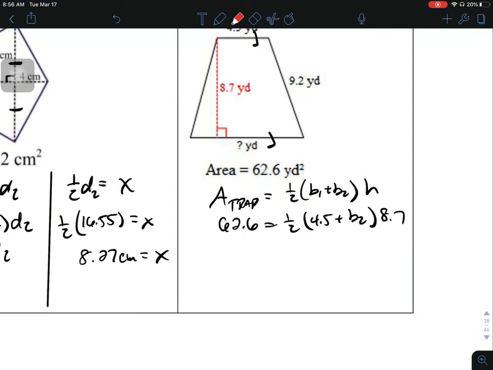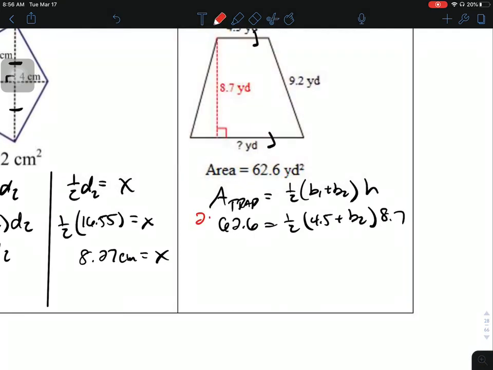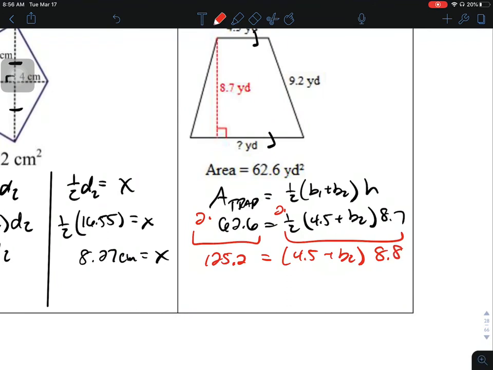Instead of me distributing this 1/2 and making that variable more complicated, I'm going to multiply both sides by 2 right now. There's only 2 terms in this problem, one on the left and one on the right. The left side we would get 125.2. The right, 2 times 1/2 cancels, and we would get 4.5 plus the base 2 times 8.7.